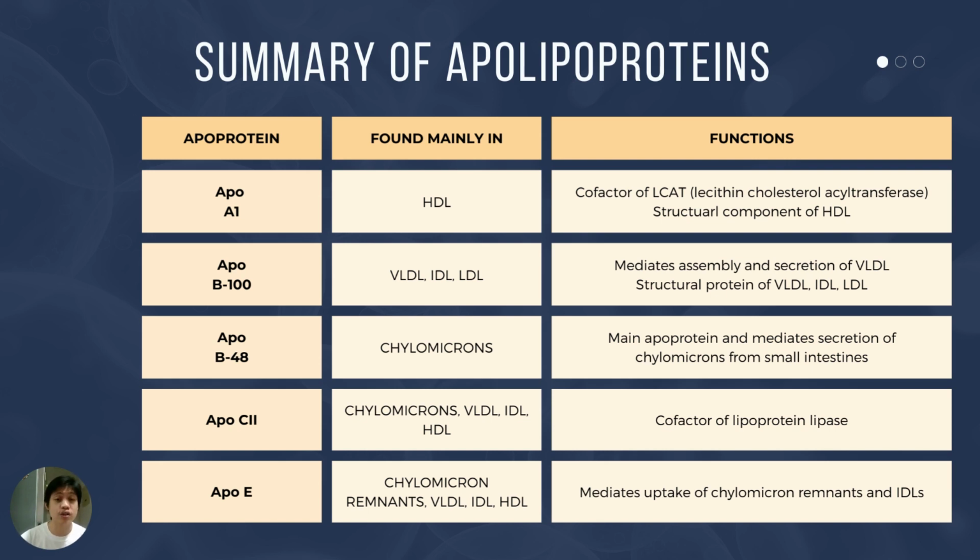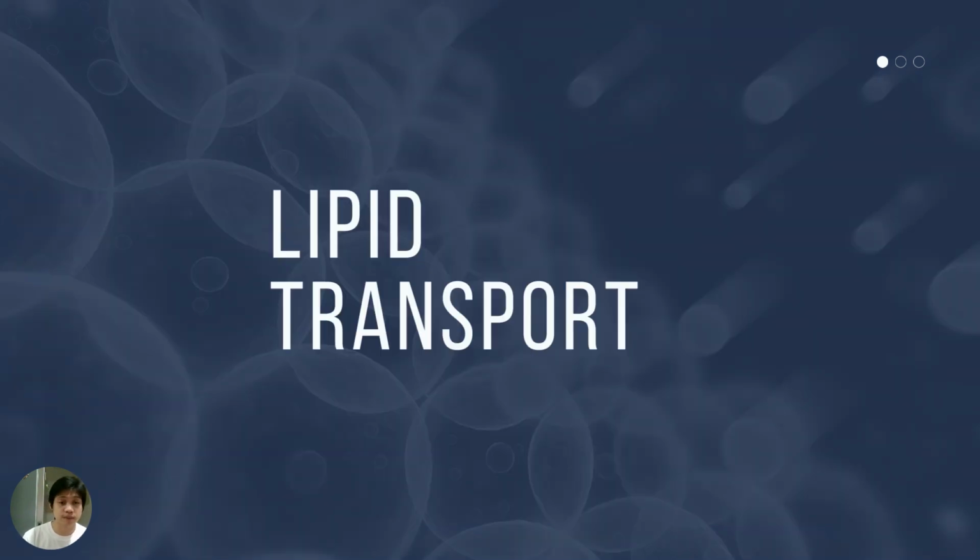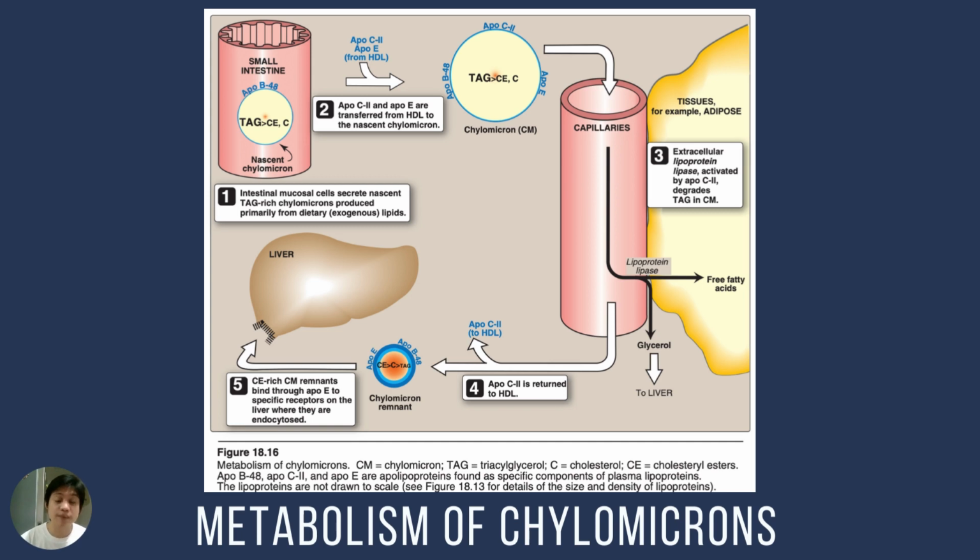ApoE is found in almost all lipoproteins, and it mediates the uptake by the liver of chylomicron remnants and intermediate density lipoproteins. So let's now go into how all of this information integrates into lipid transport. Again, lipoproteins are ways by which different organs of the body transfer lipids between each other. So let's now learn the metabolism of chylomicrons first.